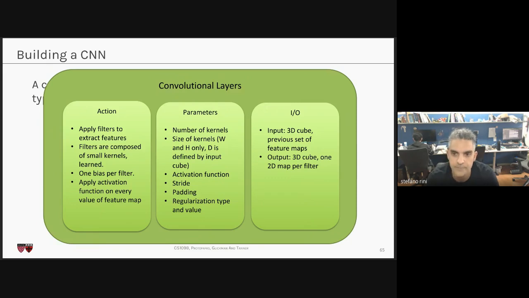That's very understandable. So the input is a 3D cube because the image is X pixels and Y pixels, and then there's a channel for each pixel: red, green, and blue, RGB. And the output of a convolutional neural network will also be a 3D cube, and each of them would be a certain filter applied to the 2D map. Okay?